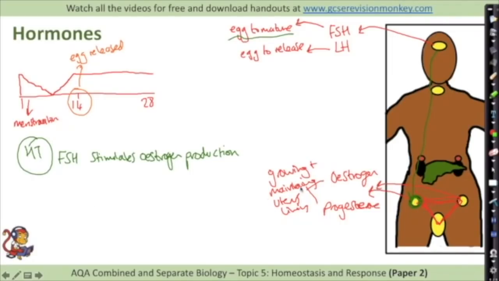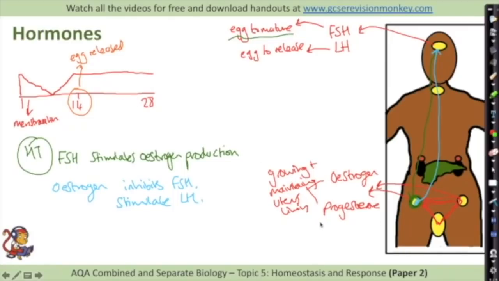What happens then, however, is the estrogen that's produced from the ovaries will travel and signal to the pituitary gland, and that will do two things. The estrogen inhibits the FSH, and it will also stimulate LH, which is going to then cause the release of the egg.